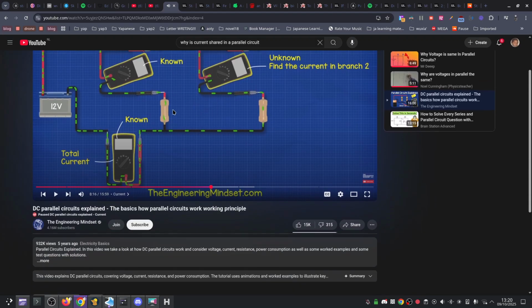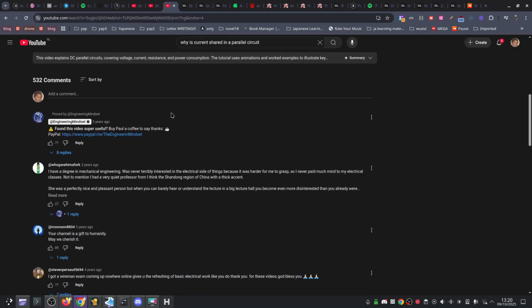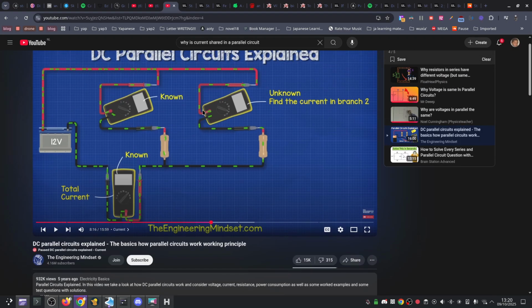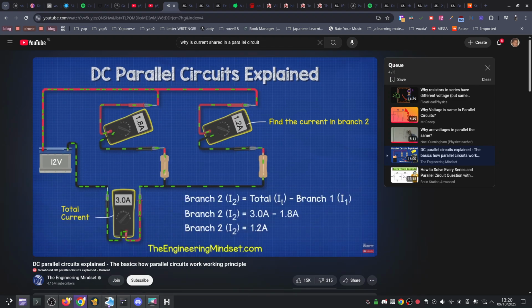How do we find the current in the other branch? Well, that's easy. We just subtract. So in this example, we have a 12 volt battery connected to 2 resistors. The total current is 3 amps, and branch 1 has a current of 1.8 amps. The current in branch 2 is therefore 3 amps, subtract 1.8, which gives us 1.2 amps.